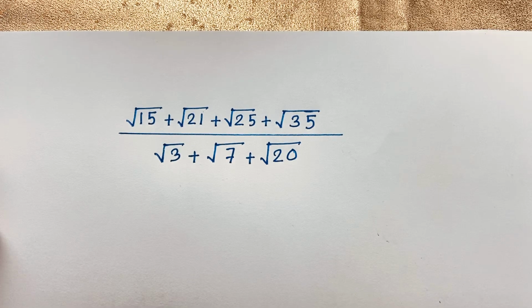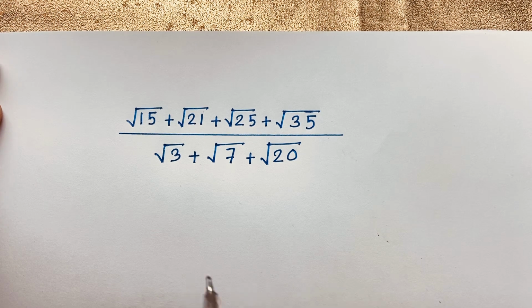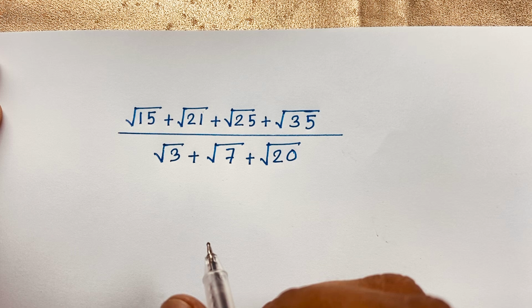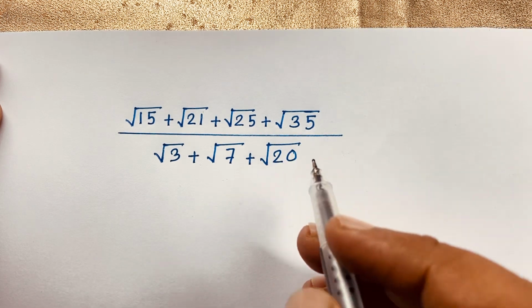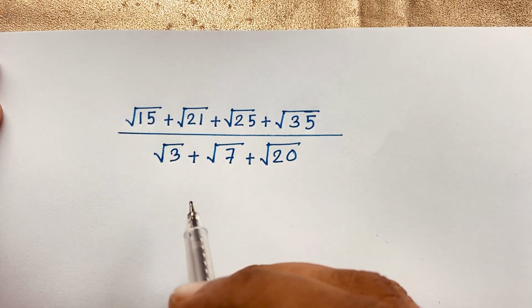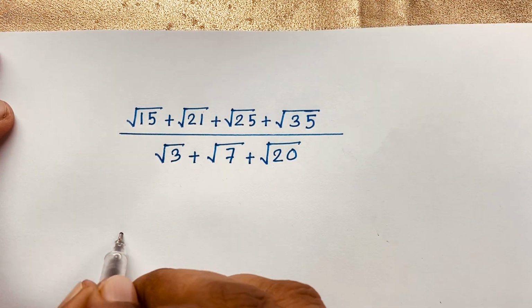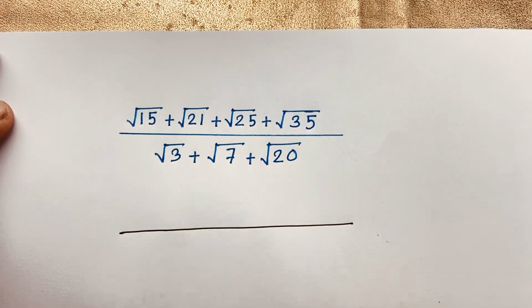Hello everyone. In this video, we are going to solve this interesting radical math Olympiad question. The question is: square root 15 plus square root 21 plus square root 25 plus square root 35, over square root 3 plus square root 7 plus square root 20, is equal to what? How to solve this radical math question. So let's start.